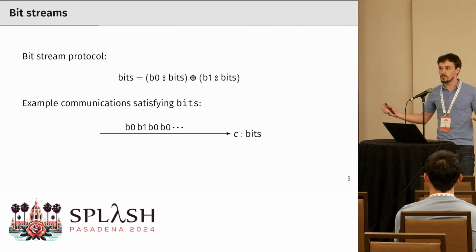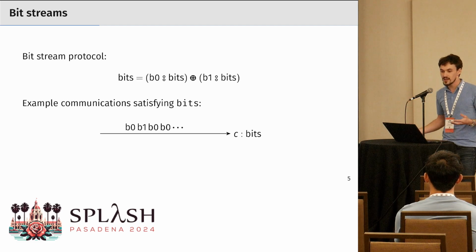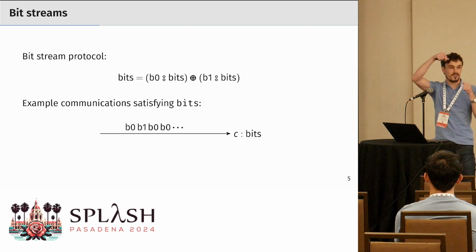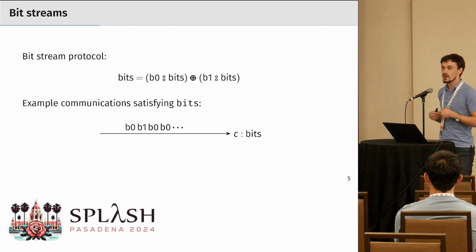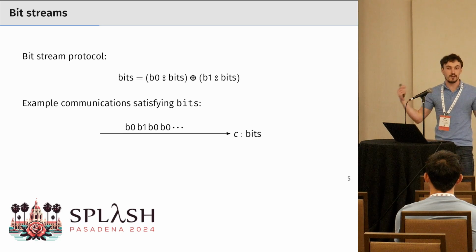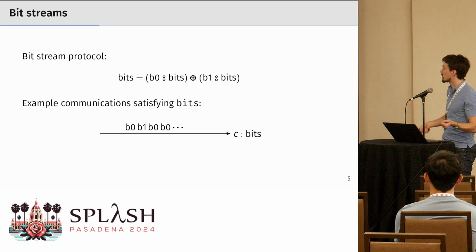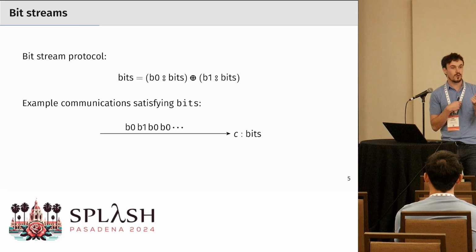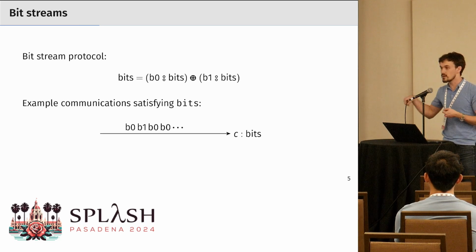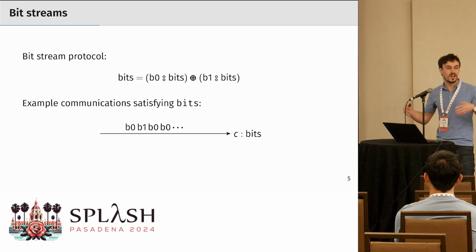A recurring example throughout this talk that's going to illustrate some of the key ideas is the bitstream protocol. It's a recursive protocol that says I can send a bit 0 followed by a bitstream, that's this B0 : bits, or I can send you a bit 1 followed by a bitstream. An example of communication that satisfies bits is bit 0 followed by bit 1 followed by a bit 0 and a bit 0 and so on and so forth. We can deal with all sorts of more interesting protocols like queues and stacks and auctions, but bits are going to be sufficient to illustrate some of the key ideas.